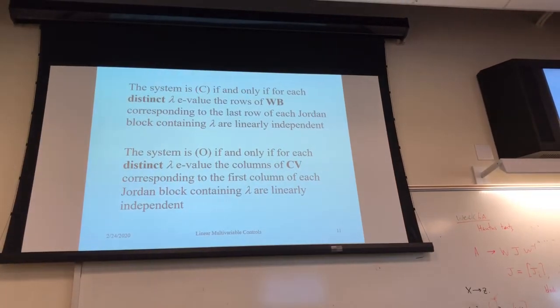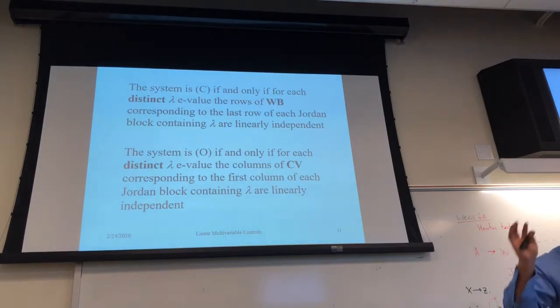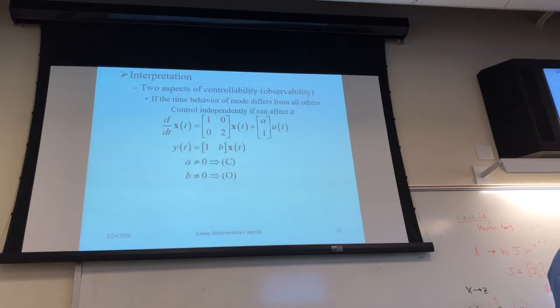And if it is the first column, all the CVs corresponding to the first column of each Jordan block containing lambda. So this you should remember. However, you had better have an idea. Let's see. So this is easy to understand.